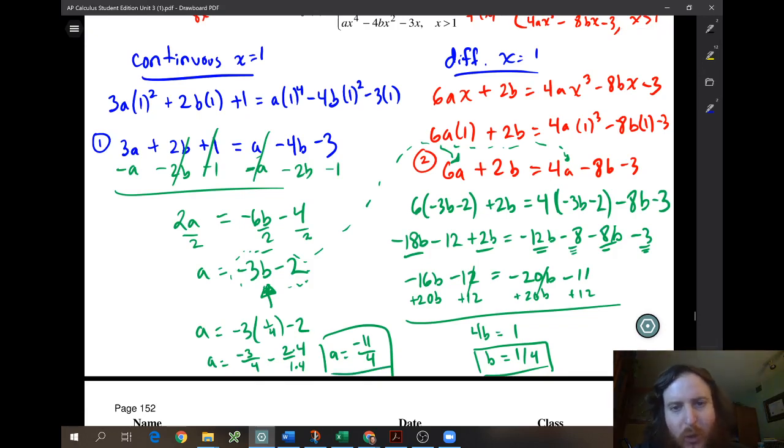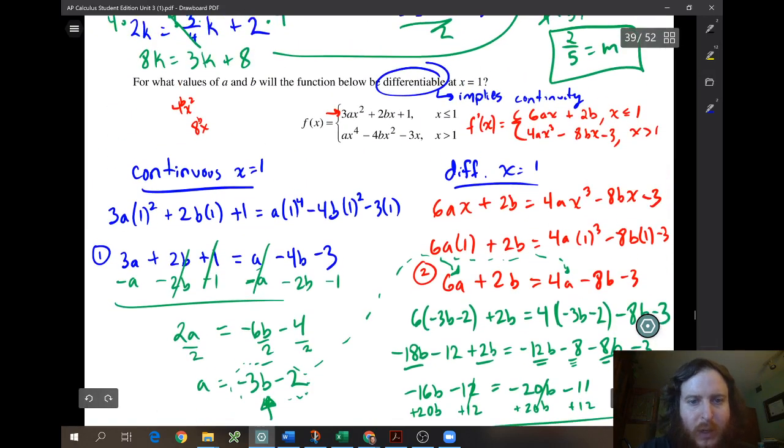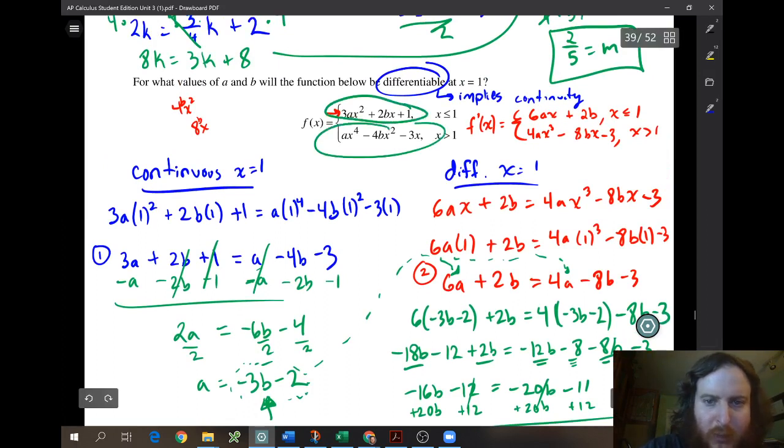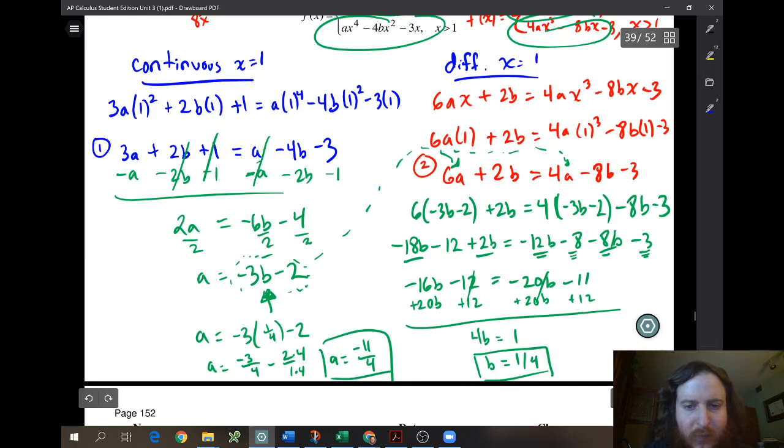Now, it would be a lot of work, but you can technically check these answers by plugging in a, b, and 1. If you plugged in a, b, and 1 to this part and this part, you should get the same answer. And if you plugged in a, b, and 1 to this part and this part, you should get the same answer. Now, it can be a little bit tricky, especially with the fractions. So just kind of trust your work. But that is how, if you had a lot of extra time on a test, you could check your answer. Okay. So hope this video made sense.